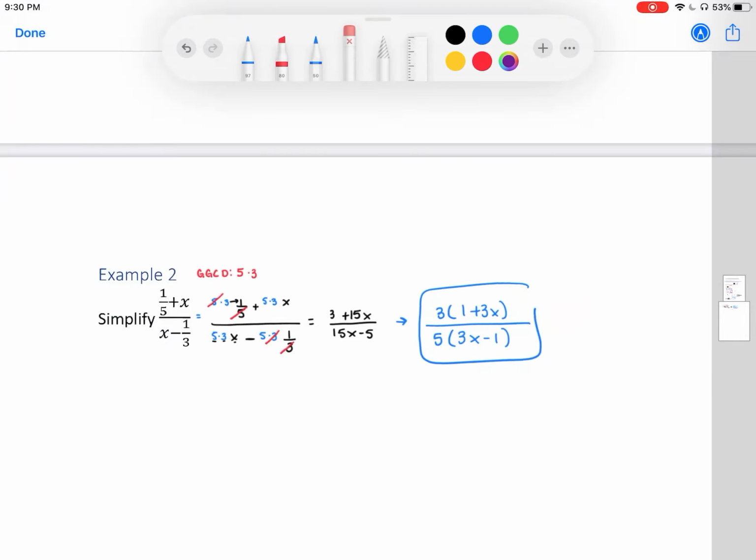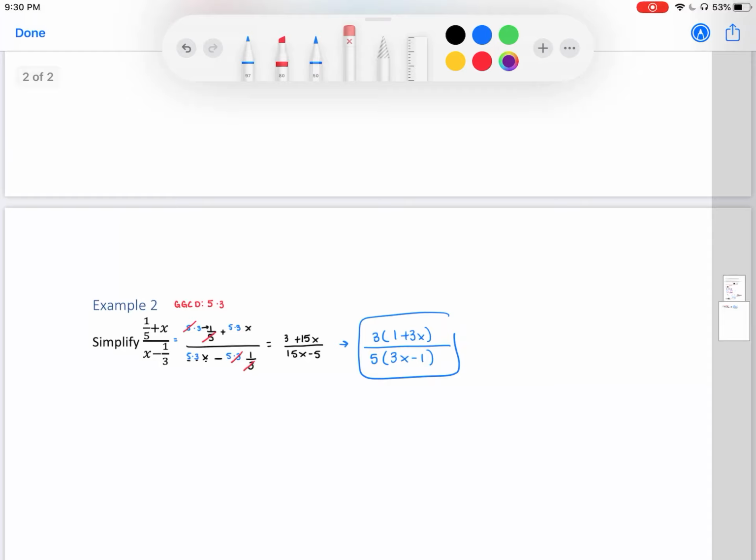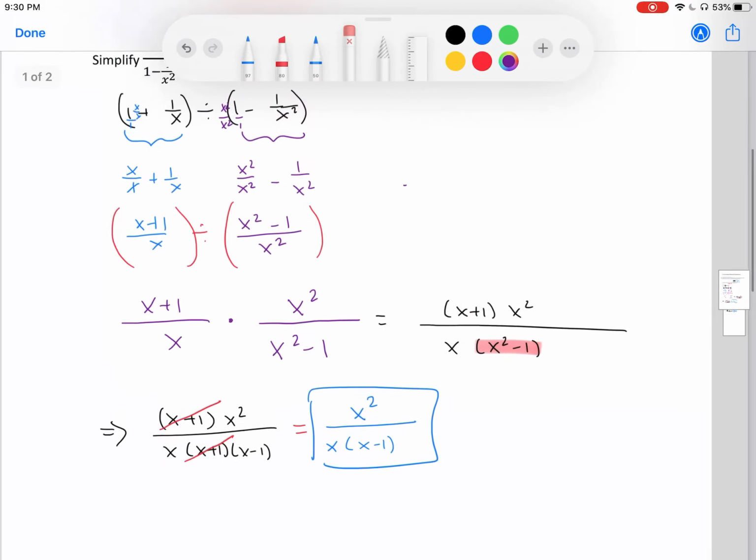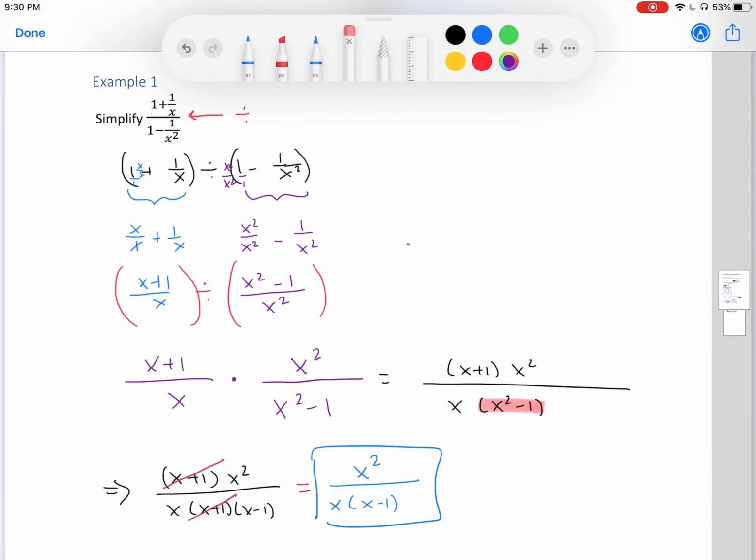Now, which method do I prefer? The greatest common denominator, or using our knowledge and our previously learned skills? I like this way more. Because no matter how ugly a problem is, using our previous knowledge with order of operations, we can always work it out.